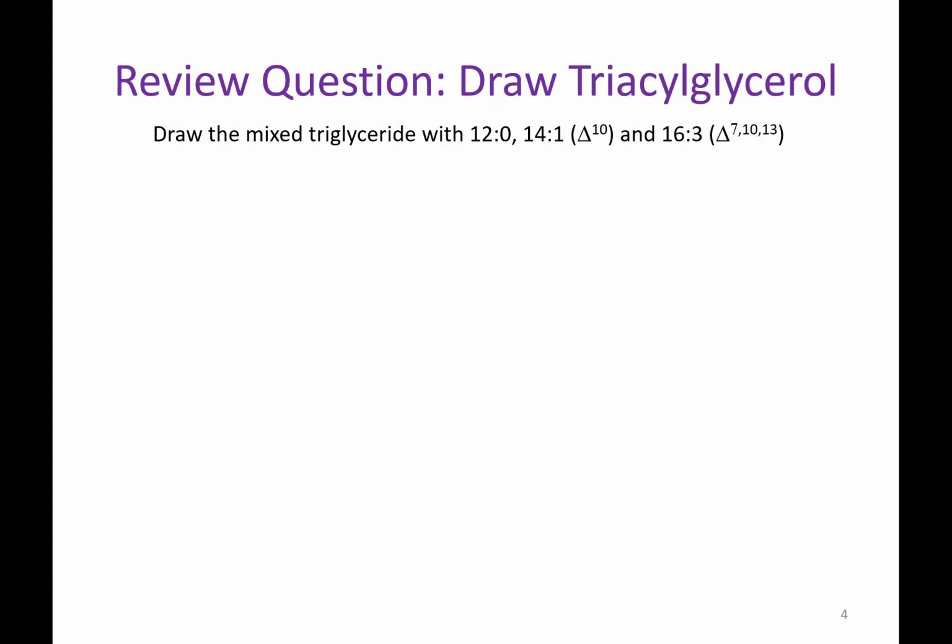Second review question: draw the mixed triglyceride with 12:0, 14:1 delta 10, and 16:3 delta 7, 10, 13. Probably not going to see this on an exam, although I could ask you to draw this and submit it electronically. But if we had to do that, let's think back to how a triglyceride works. The backbone of this is a glycerol, and there are 3 carbons in a glycerol. I might as well draw these hydrogens in explicitly, although you don't really need to.